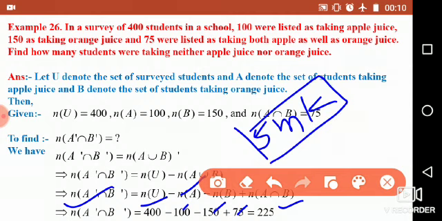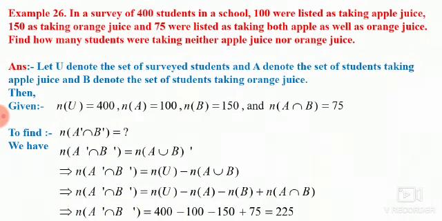Dear students, we are completing the topic called sets. In the next class, we are going to begin with relations and functions.